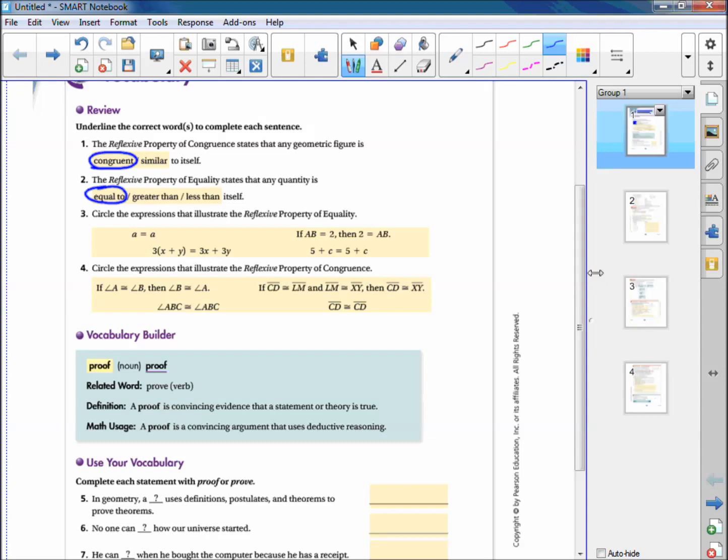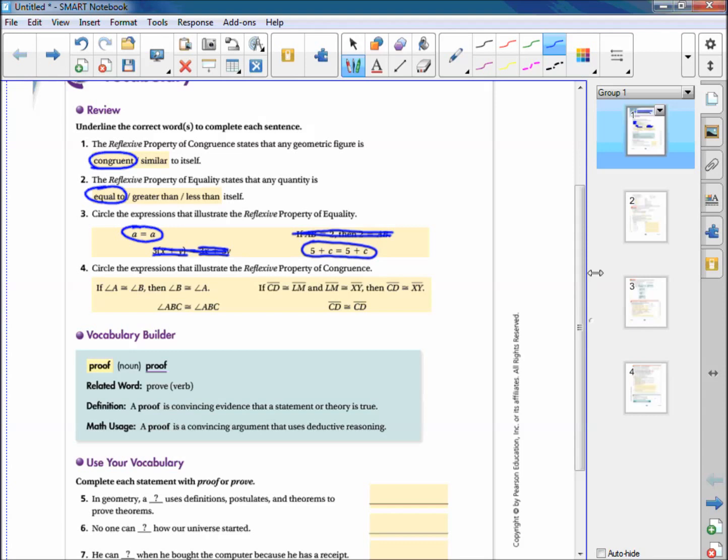So this is the same on both sides. So A equals A we would circle, and 5 plus C equals 5 plus C we would circle. The one right above it, if AB is equal to 2, then 2 is equal to AB. Remember, this is the symmetric property. We can flip around equals, but it's not exactly the same statement. And over here, the bottom left, this says the product of the sum is equal to the sum of the products. This is the distributive property. So even though if I distributed it on the left side, I would get exactly the same on both sides, that doesn't mean it is the reflexive property of equality.